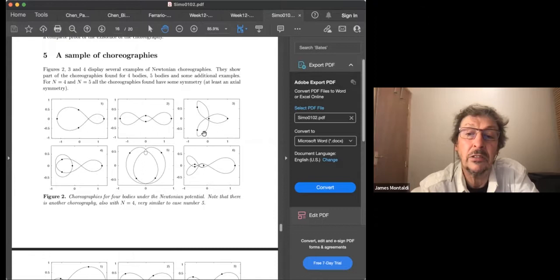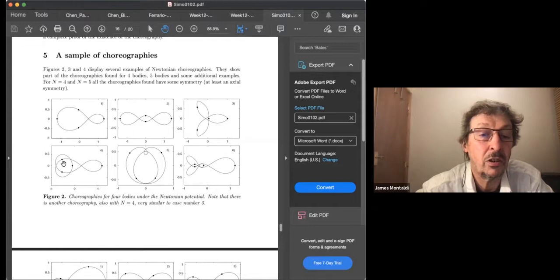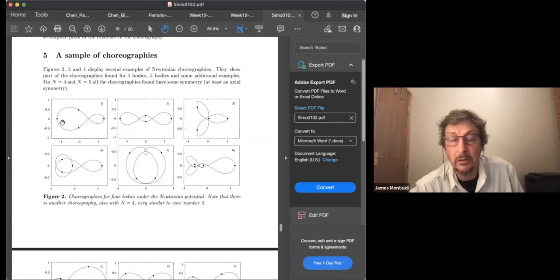Here's a sort of trefoil looking thing with four particles on it. Here's a nice one which has some of the symmetry of the figure eight. It's got this horizontal line of reflection, but it's in a different connected component of the loop space. So if you think of all the loops of four particles with this horizontal line of reflection, like this one has, then there are going to be different connected components. And these are two separate connected components.